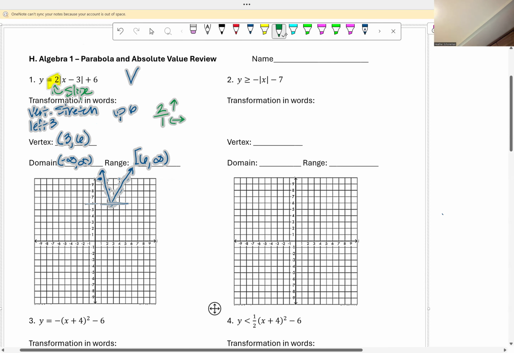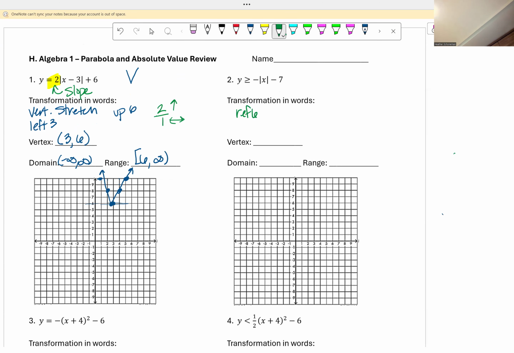On the next one, the negative in front is a reflection, so it's going to tip it over. There's nothing inside with the x, so it's not going left and right. And then the -7 is going to be down 7. So my vertex, the opposite of what's with the x, is 0, and then we go down 7, so -7. When I'm graphing this one, 0, -7 is right here.